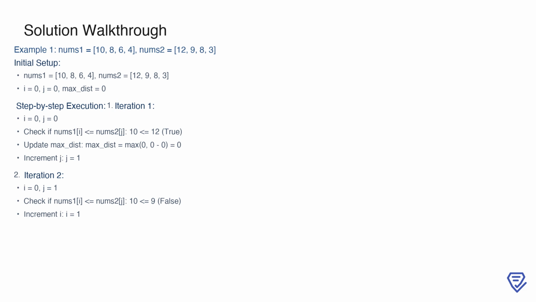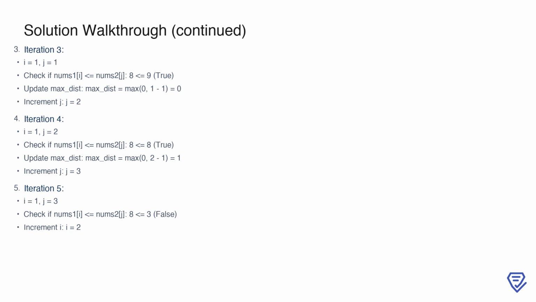In the second iteration, with i still at 0 and j now at 1, we compare nums1[0] and nums2[1], which are 10 and 9. This time, the condition is false because 10 is greater than 9. As a result, we increment i to 1 without updating max_dist. In the third iteration, i is now 1 and j is still 1.